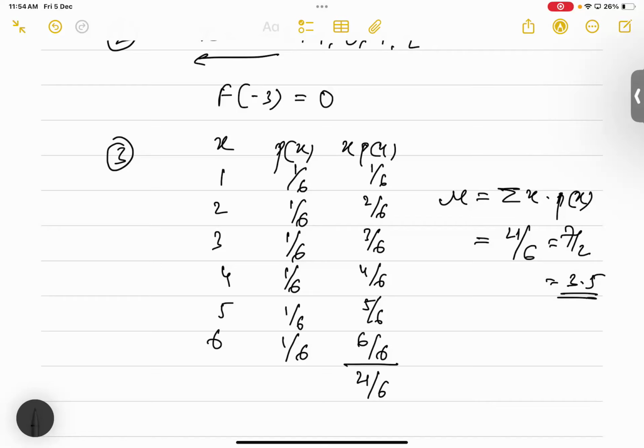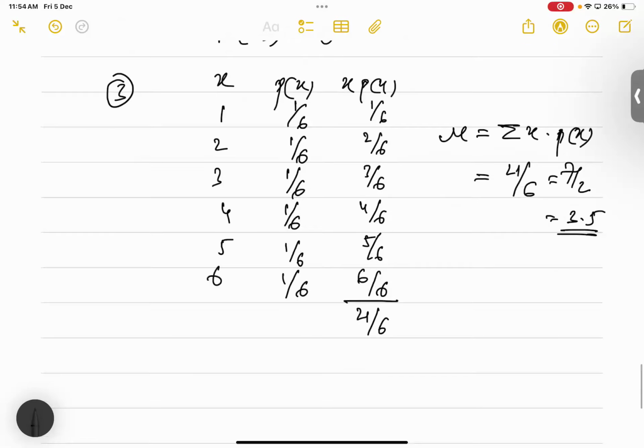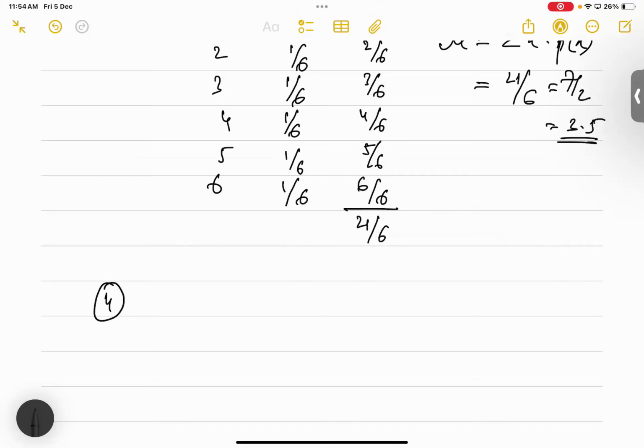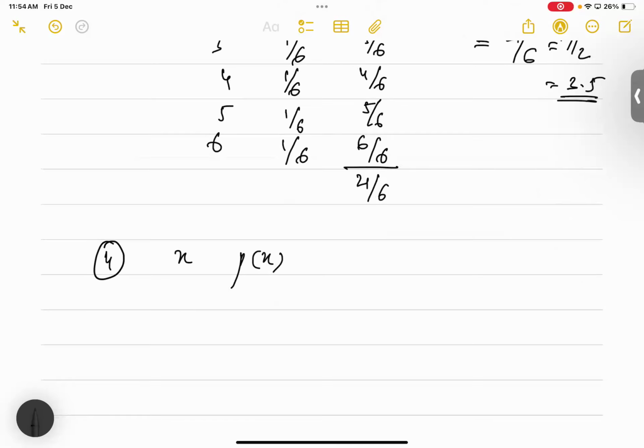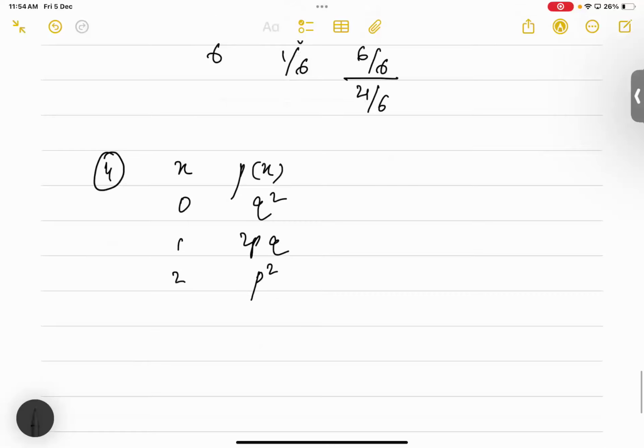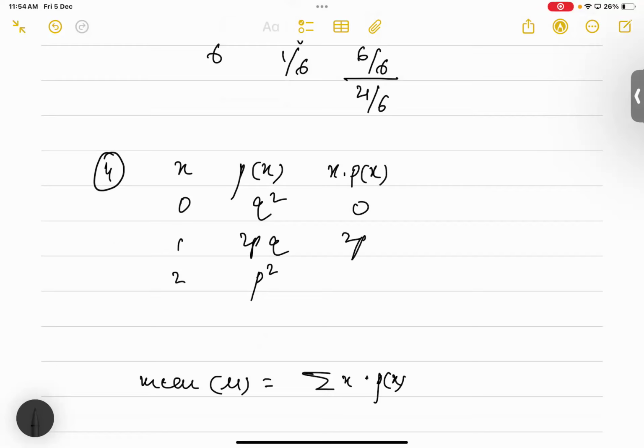Fourth one, x is given and p of x is given. They are asking variance. X is 0, 1 and 2, with probabilities q square, 2pq, p square. So mean mu is the summation of x into p of x. So 0, 2pq, 2p square. तो इसका total is 2p square plus 2pq. Clear?